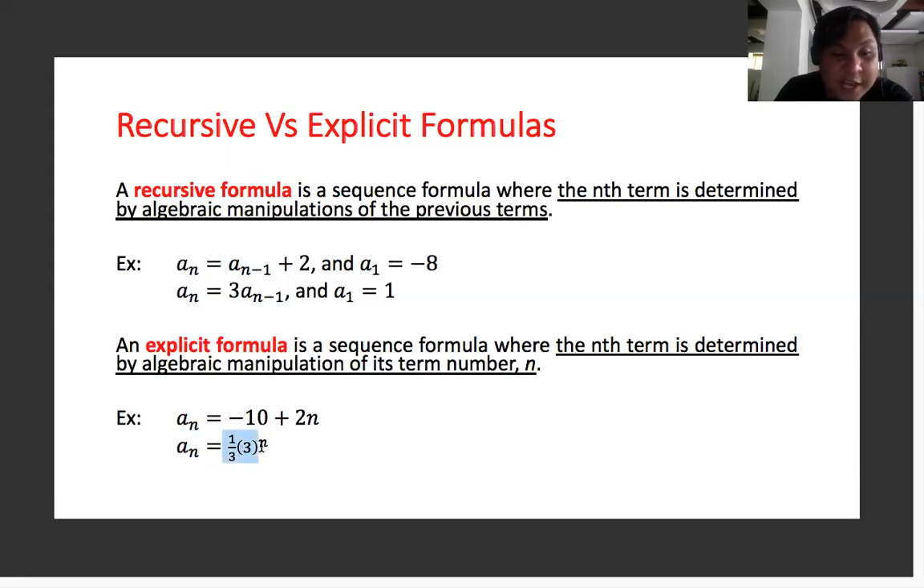Now, this one looks like an exponential function. Okay? So if we're looking for the fifth term, a sub 5, that would simply be 1/3 times 3 to the fifth. 3 to the fifth is 243, and 1/3 of that is 81. All right? Unlike this one, you'll have to figure out each consecutive term before you actually get to the fifth term. All right, so let's see some examples on how these work for us.